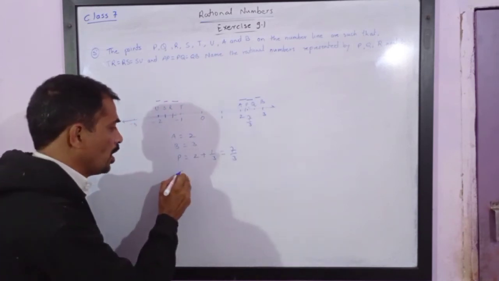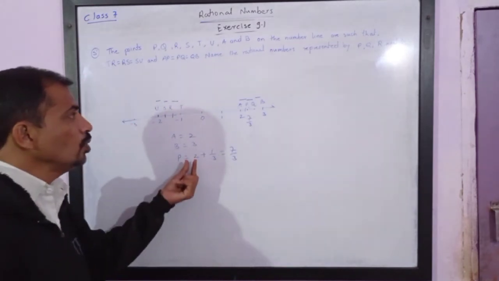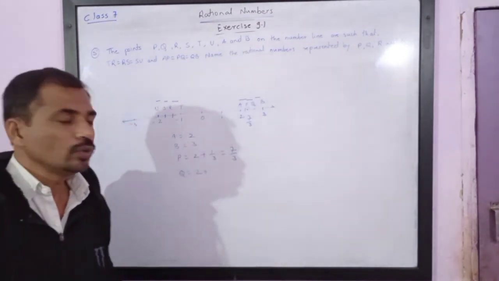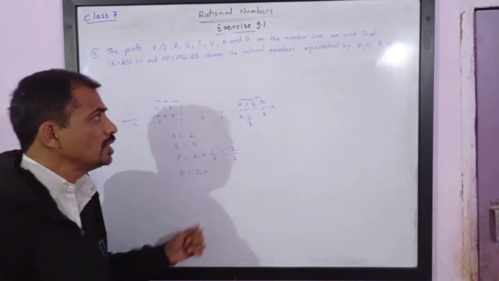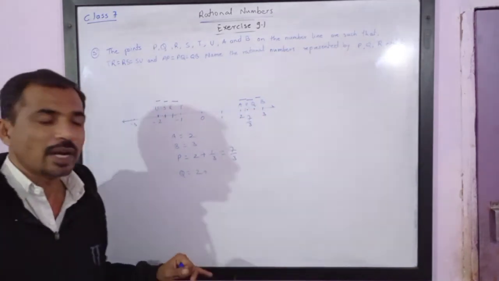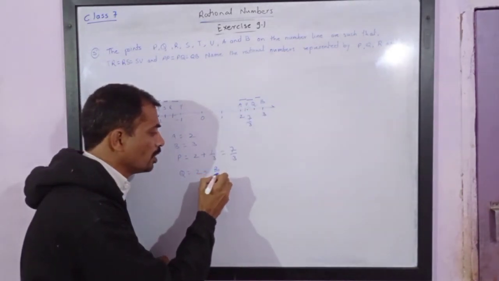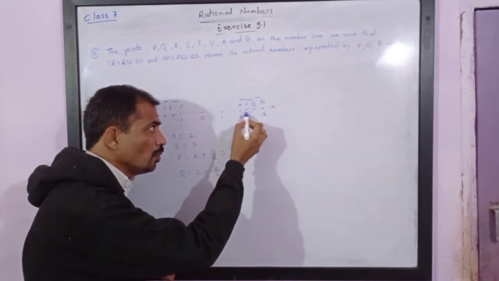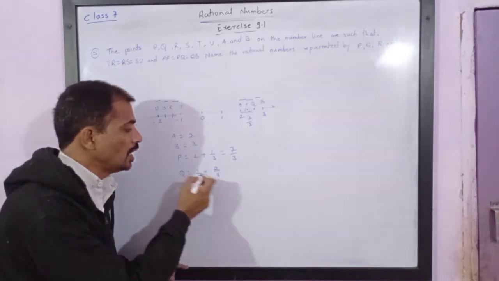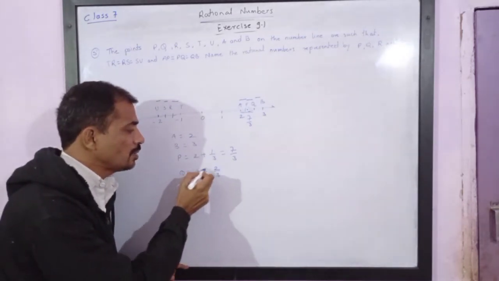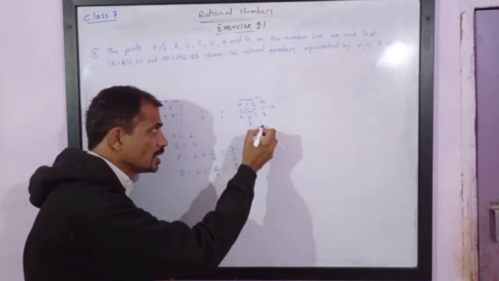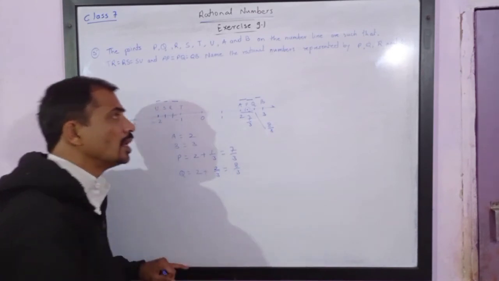Now if you see the Q point, Q is again 2 plus, because Q is to the right side of 2, so we have to do the addition. Q is equal to, please note, the second part of the total three parts. It means this is equal to 2 upon 3. Please note, this is 2 parts if it is divided into 3 equal parts. So this will be 2 upon 3. If you solve this, you will get 6 plus 2, that is 8 upon 3. So Q represents 8 upon 3 on the number line.